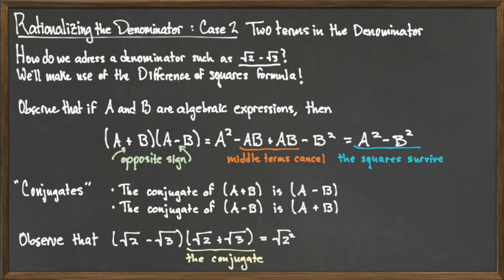Once I multiply these things out, I'll notice that by FOILing, those middle terms cancel, and I just get left with 2 minus 3, which is equal to minus 1.